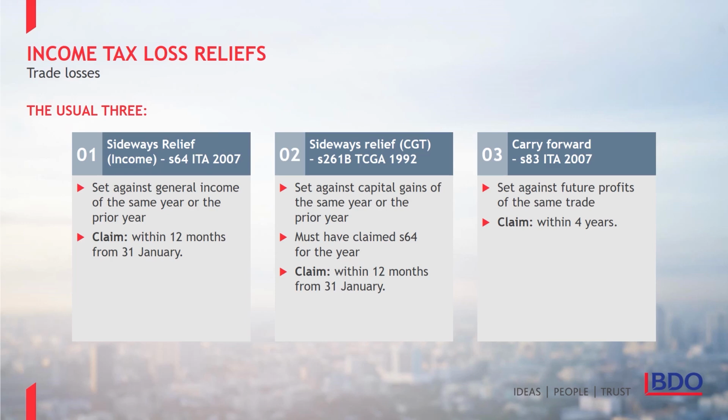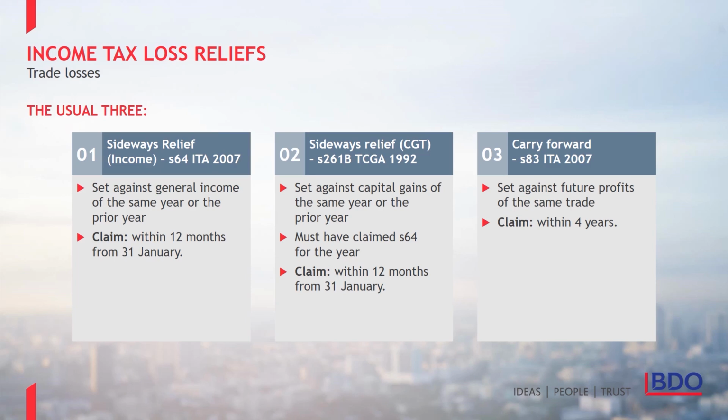The default position, in the absence of sideways loss claims, is that unused trading losses are carried forward to offset against future profits of the same trade as they arise. It's important to note that a claim is still required. The time limit of the claim is 4 years from the end of the tax year in which the loss arose.